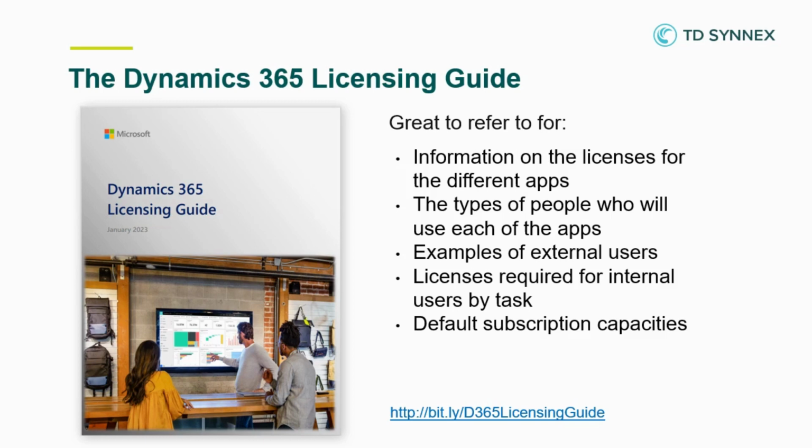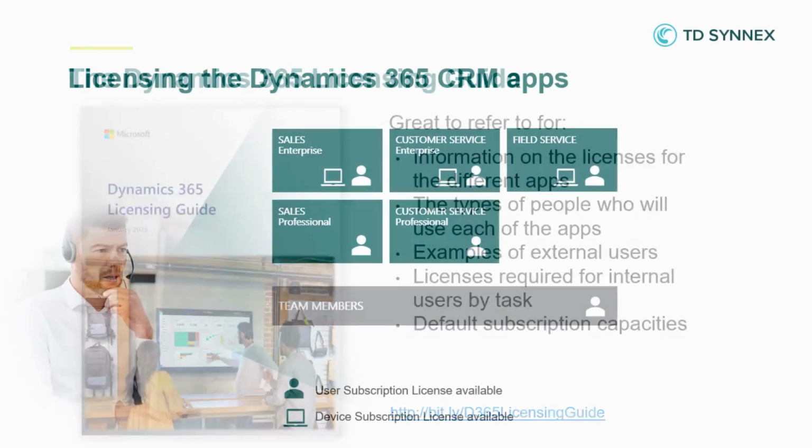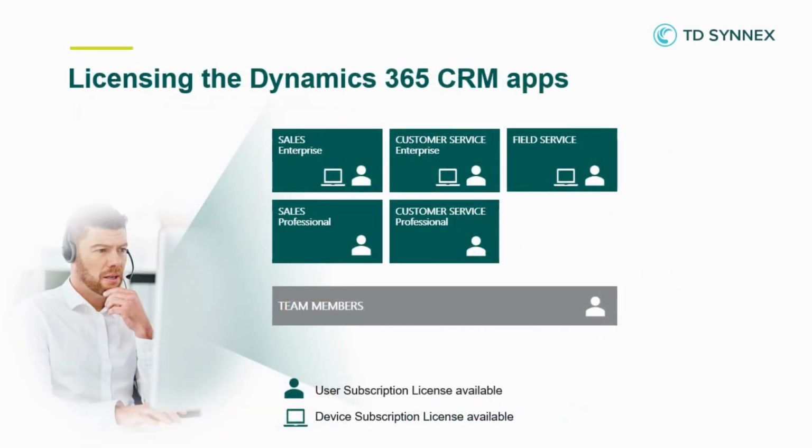Okay, so let's move on now to look at the CRM side of Dynamics 365. Here we can see the core Dynamics CRM apps that are available. So we've got Sales Enterprise and Professional, Customer Service Enterprise and Professional, and Field Service. The green boxes at the top of the slide represent these apps, and you can see that they're all licensed with a user subscription license, where there's a monthly cost per user to use the app. And then for some, there is a choice, as there's also a device subscription license available, where there is a monthly cost per device, and more on that momentarily.